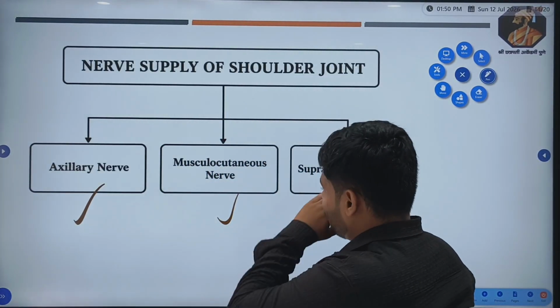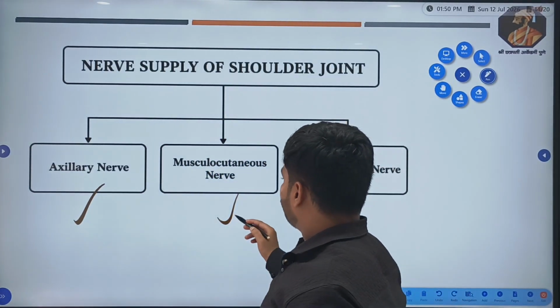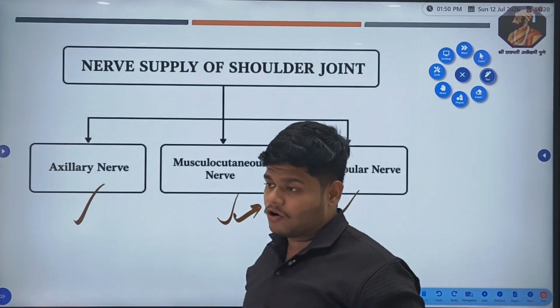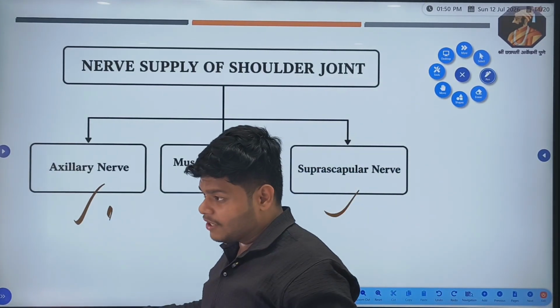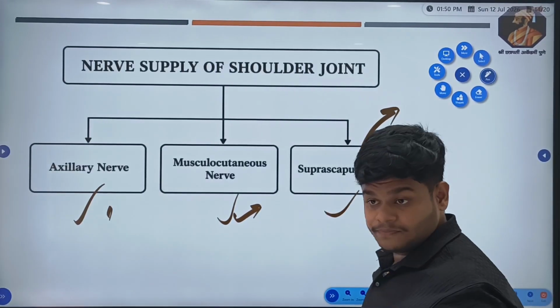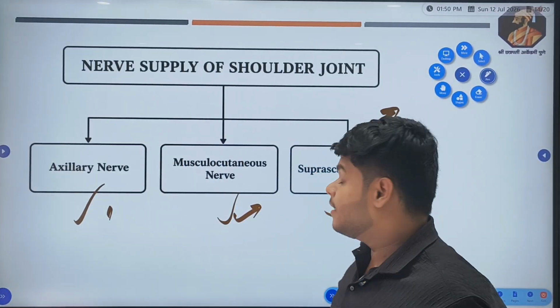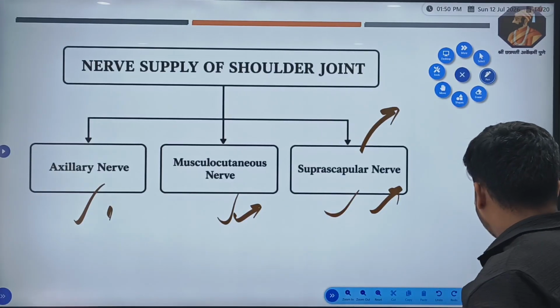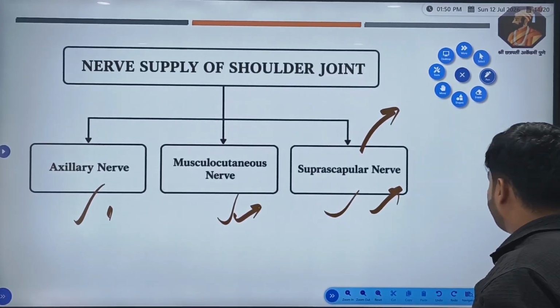But the musculocutaneous nerve is a part of the lateral cord, the axillary is a part of the posterior cord, and the suprascapular is a part directly originating from the trunk, the upper trunk. Remember it. When we learn about the brachial plexus, we will learn about it in detail.